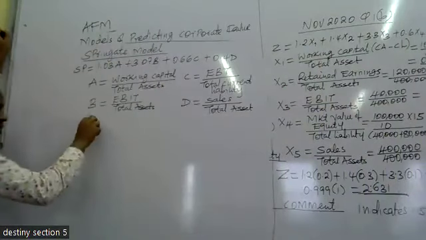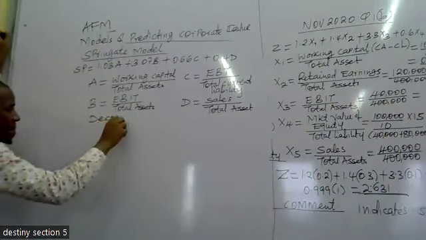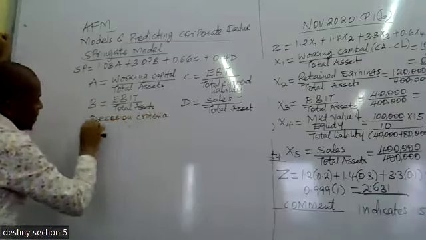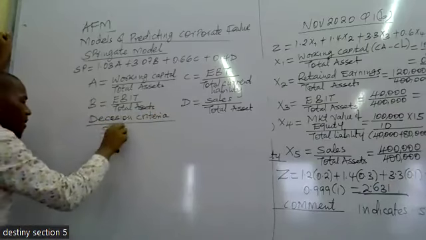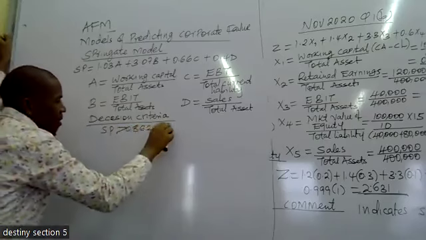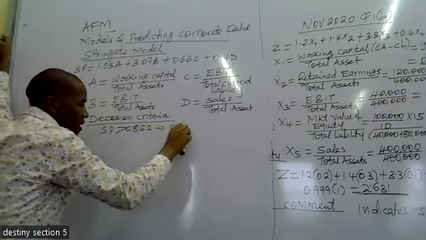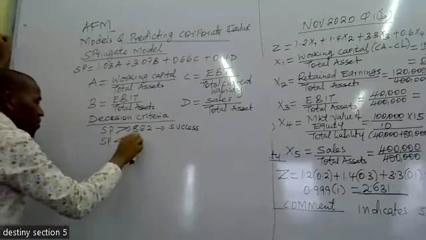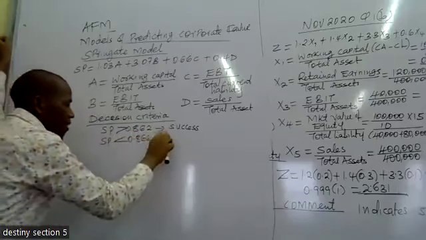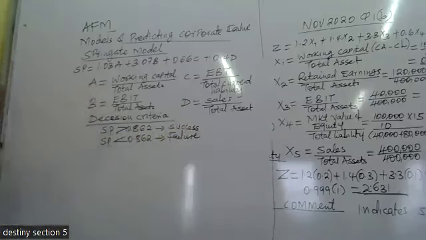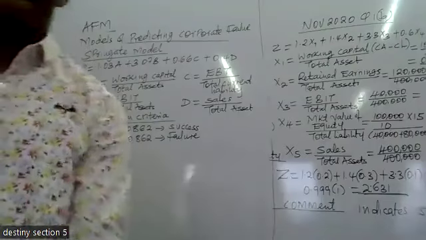So the decision criteria here: if the Springate score is greater than 0.862, this one indicates success. If it is less than 0.862, this indicates failure.